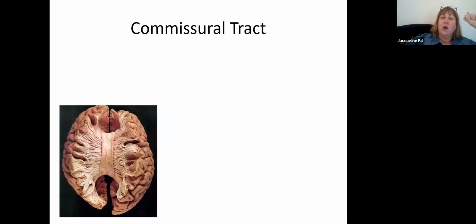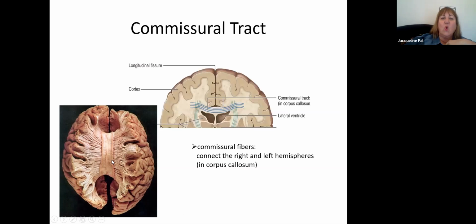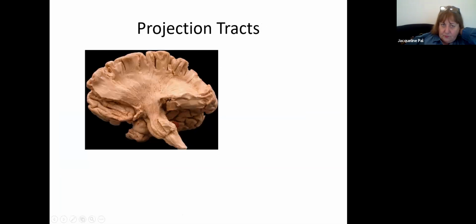The second one are called commissural tracts, and these are crossing between the right and the left. Can you see that there in your picture? They're crossing, okay? In this structure in the midline. What's that structure called in the midline? That's right, the corpus callosum. So the commissural fibers are crossing in the corpus callosum to get to the other hemisphere.